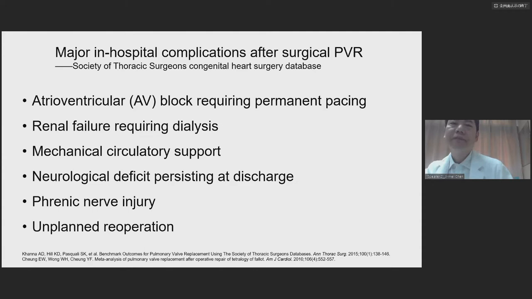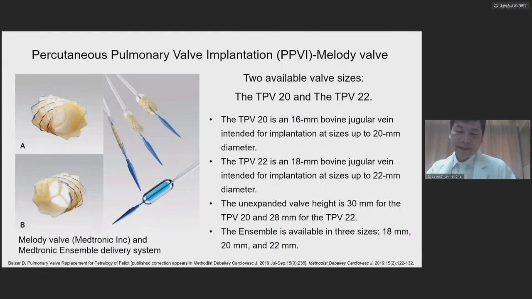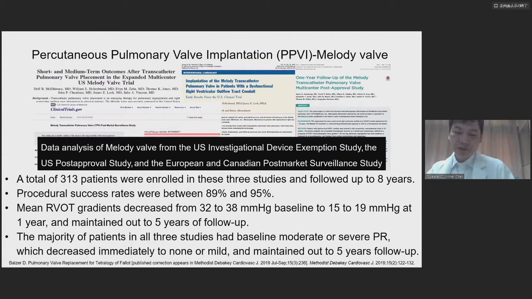Percutaneous pulmonary valve implantation was first accomplished in 2000. The Melody valve is made from bovine jugular vein and comes in two available sizes, relatively small. Several clinical studies have tested the Melody valve, with acceptable outcomes.